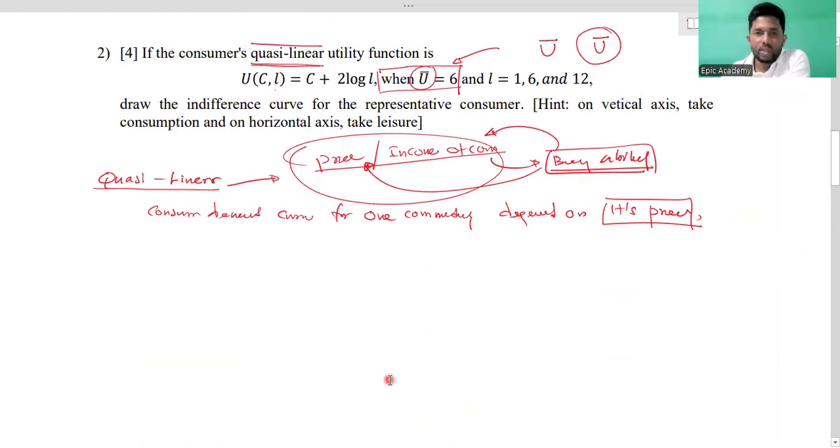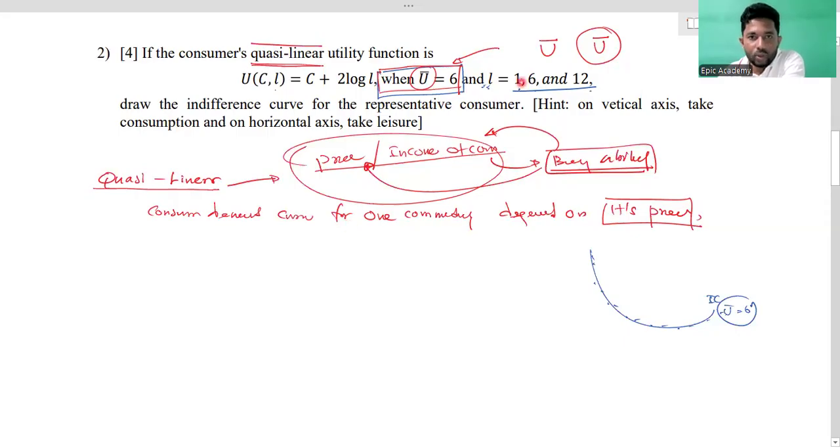Now let's move on. Here, you can identify that when U equals 6, that means the same utility function, isn't it? U equal to 6 means anywhere you can consume, but the utility must be similar to 6. That means it is the same indifference curve. That's the meaning of this. That is why I already discussed the indifference curve, to help you understand this point. So then you have three values for leisure: leisure equal to 1, leisure equal to 6, leisure equal to 12.